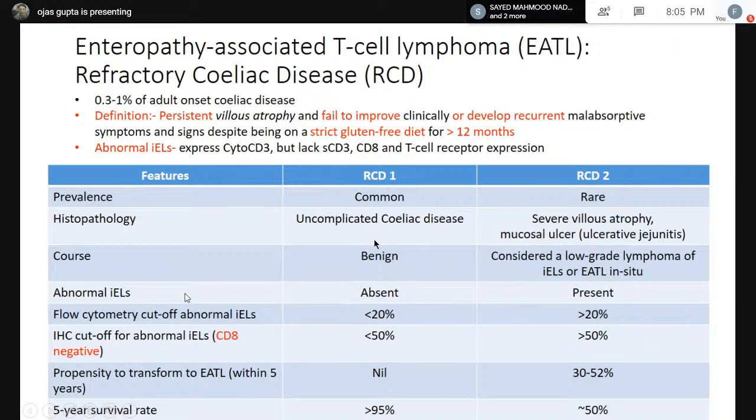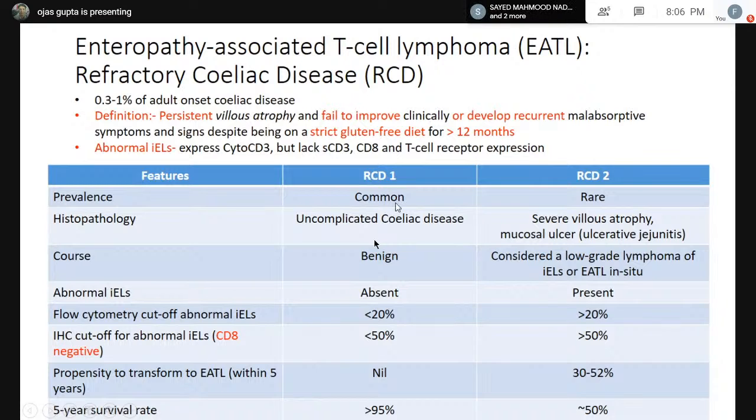Now, what are these abnormal intraepithelial lymphocytes? They are intraepithelial lymphocytes which express cytoplasmic CD3 but lack surface CD3, CD8 and T-cell receptor expression. So, how to say whether they are absent? On flow cytometry, a cutoff of less than 20% is set as absence and more than 20% is set as presence. And on IHC, these abnormal IELs should be negative for CD8, and the proportion of negative cells should be less than 50% for them to be absent and more than 50% to be present.